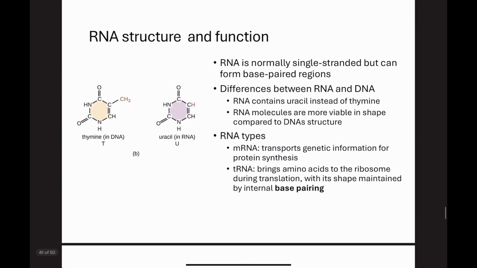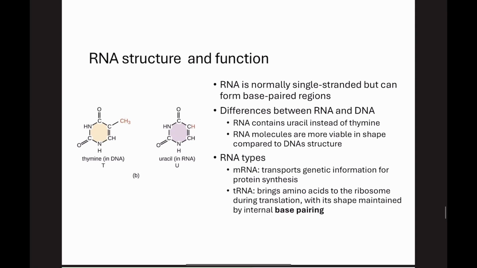So when we look at the structure and function of RNA, what we know is that RNA is normally single-stranded, but it can form base-paired regions. The base pairing in RNA is that adenine and uracil pair, and uracil is the equivalent of thymine in DNA, but found in RNA. And then guanine and cytosine pair. And the function of RNA is protein synthesis.